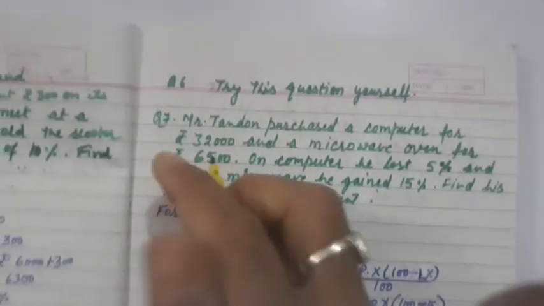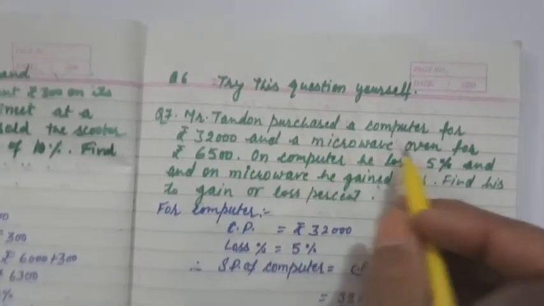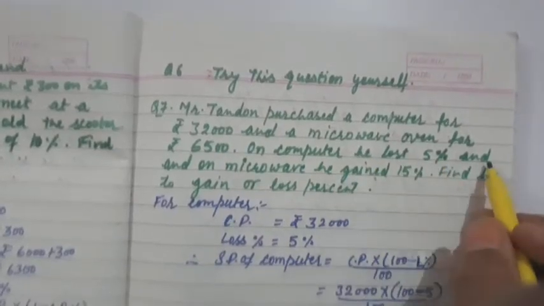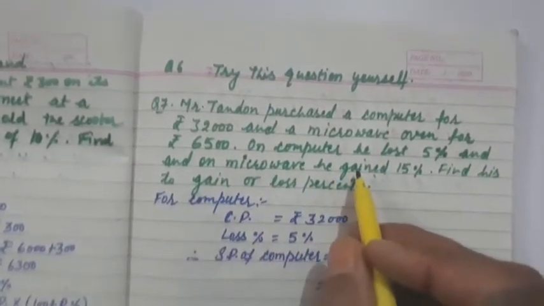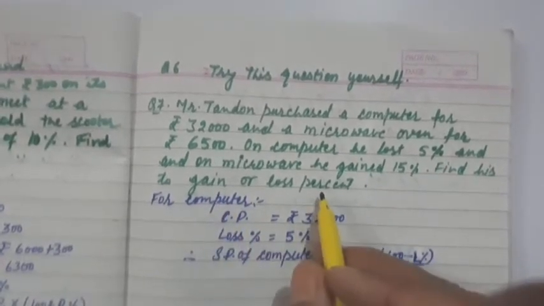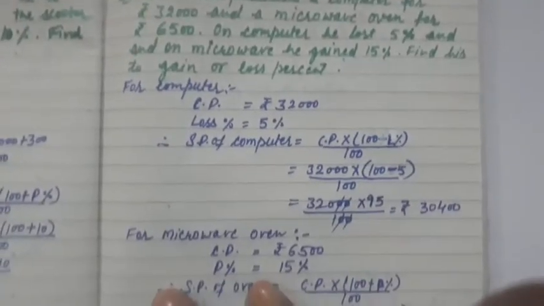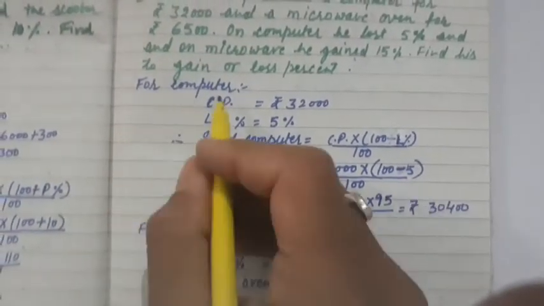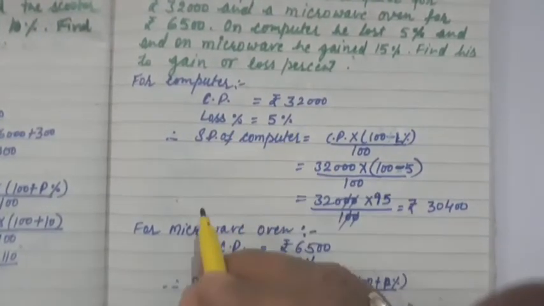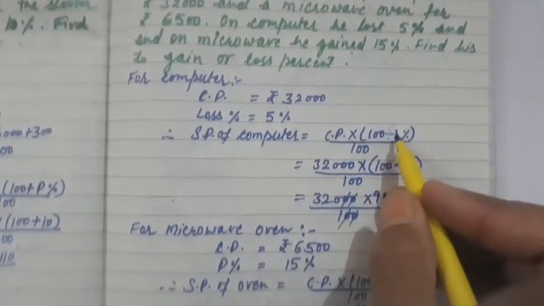The next question, question number 7, is that Mr. Tandon purchased a computer for rupees 32,000 and microwave oven for rupees 6,500. On computer he lost 5% and on microwave oven he gained 15%. Find his gain or loss percent. What is the total loss or gain he has? We have to find that. Firstly, for computer, the CP is 32,000 and loss percent on it is 5%. Therefore, SP of computer becomes CP into 100 minus loss percent.